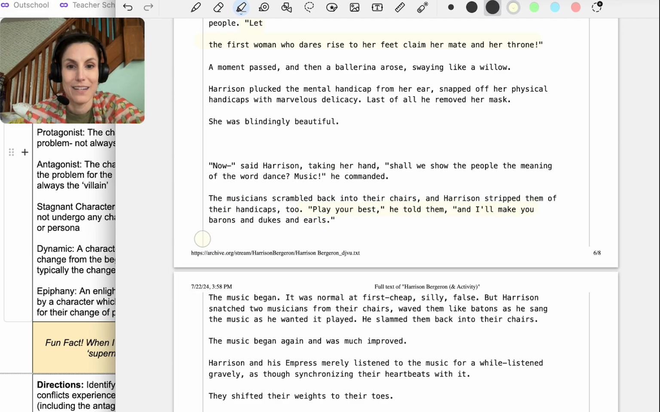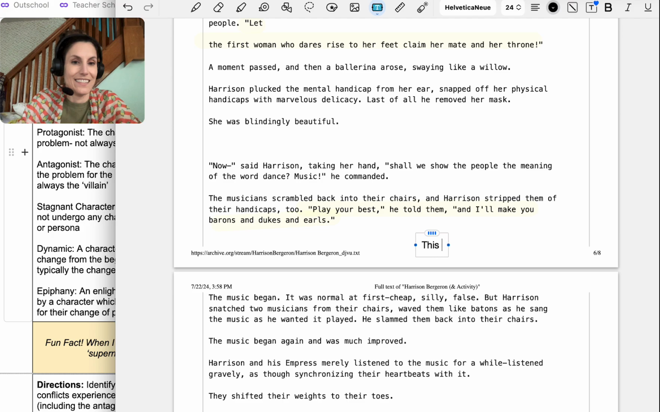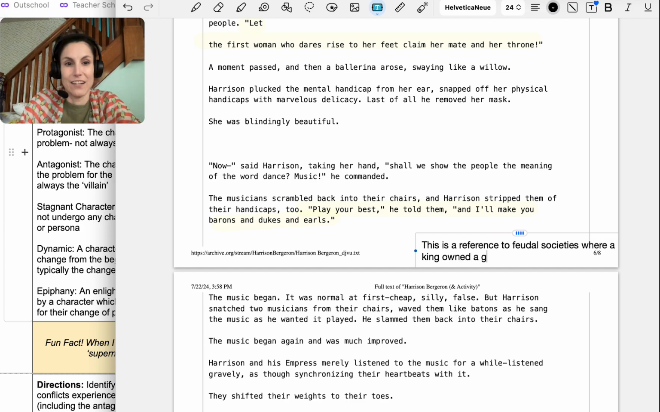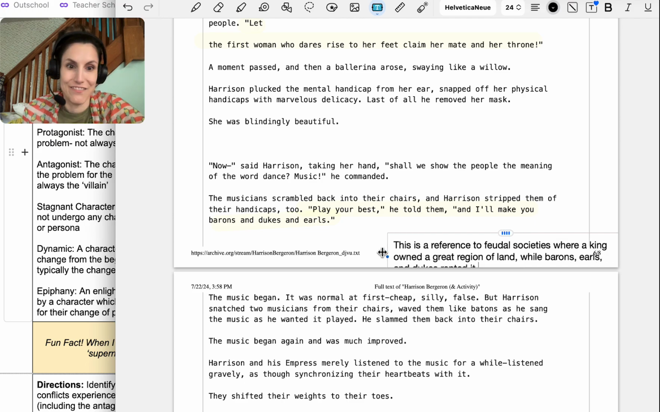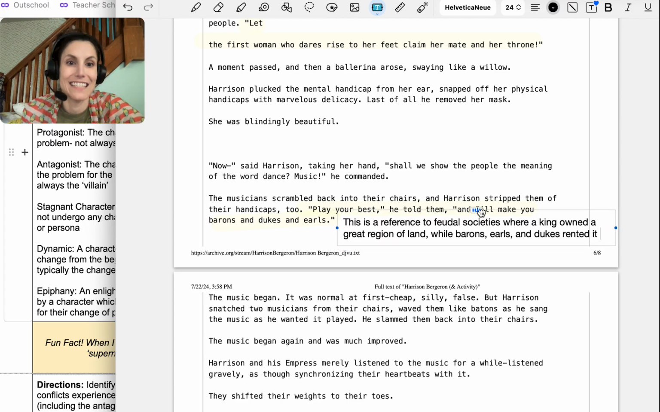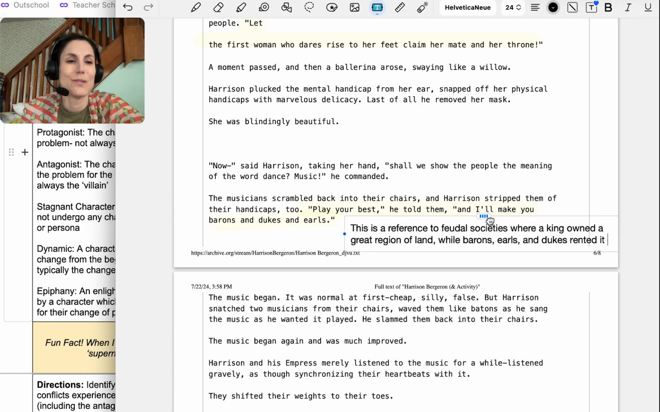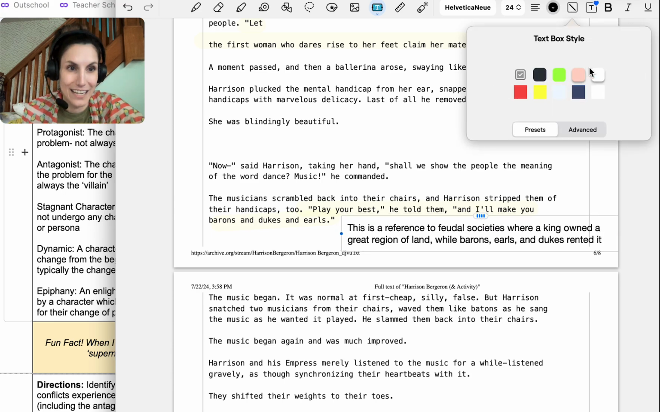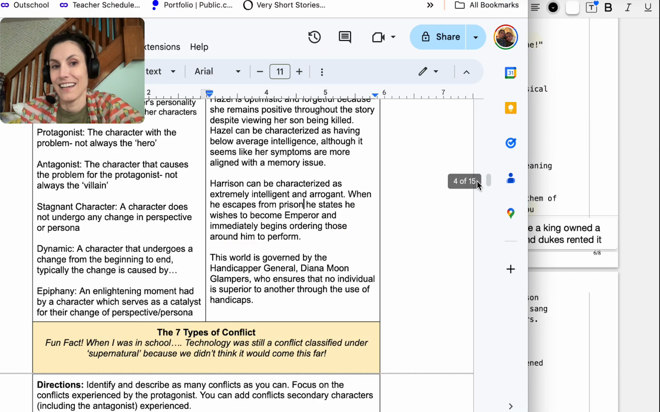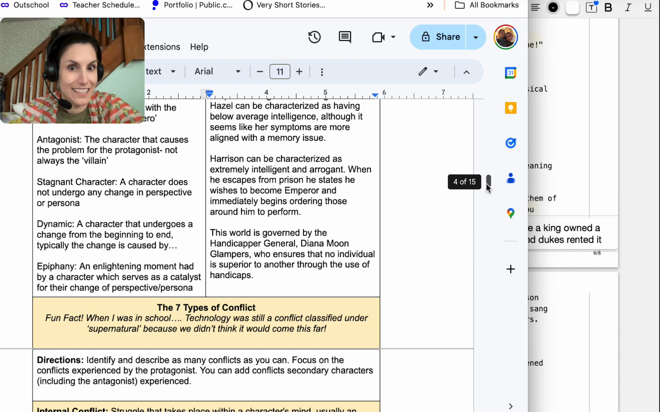Okay, this is barons, dukes, and earls. This would be a reference to feudalism. This is a reference to feudal societies where a king owned a great region of land, while barons, earls, and dukes rented it, either they were in favor of the king or however you would say. But this is a reference that a society with barons, dukes, and earls is most definitely not a democratic one. So we could say that Harrison could be characterized as arrogant, authoritarian, maybe.